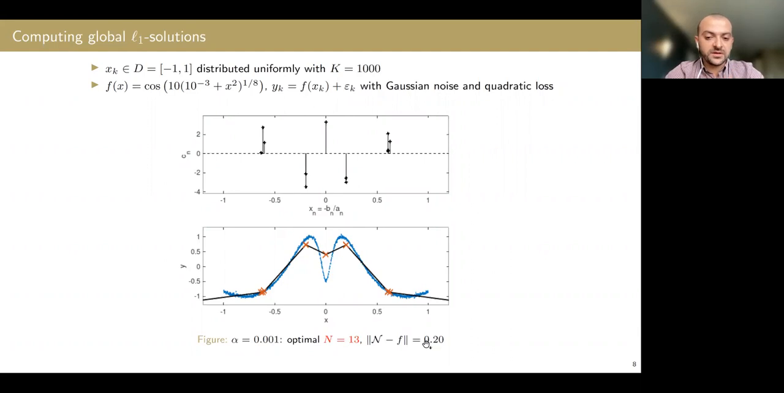We fixed some value of the tolerance, and as soon as it becomes smaller than that number, we stop there. So we keep running this with this value of alpha. If alpha is this number, your fidelity term is going to be not great, but your network size is going to be somewhat small.